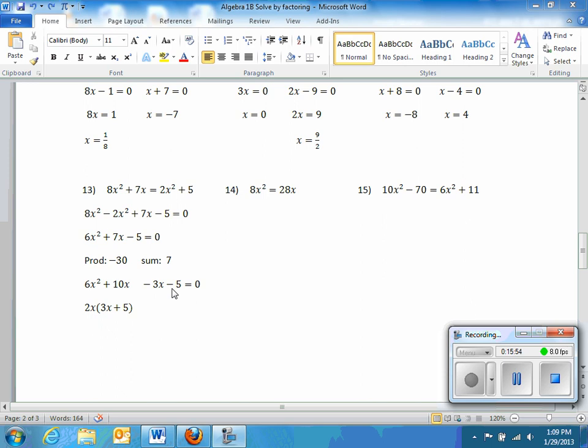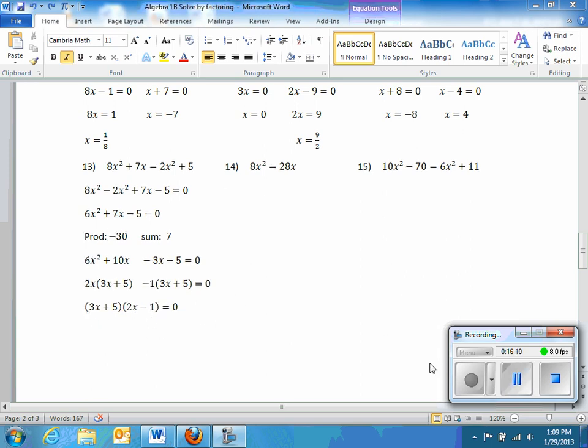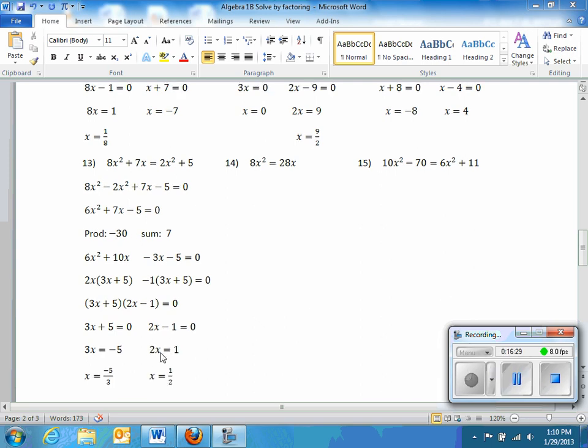So over here, I'll want to pull out a negative 1. That way I'll have a 3x plus 5 in parentheses also. So my two factors are the 3x plus 5 forming one factor, and the 2x minus 1 forming the other factor. Now to continue to solve, you just have to set each factor equal to 0, and then solve each equation. Here I'll have to subtract 5, divide by 3. Here you'll have to add 1, divide by 2. So our two solutions are x equals negative 5/3 and x equals 1/2.